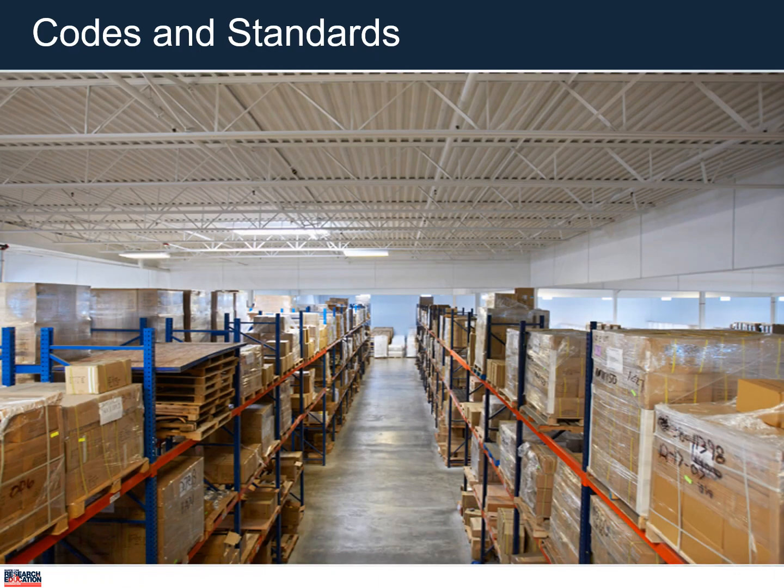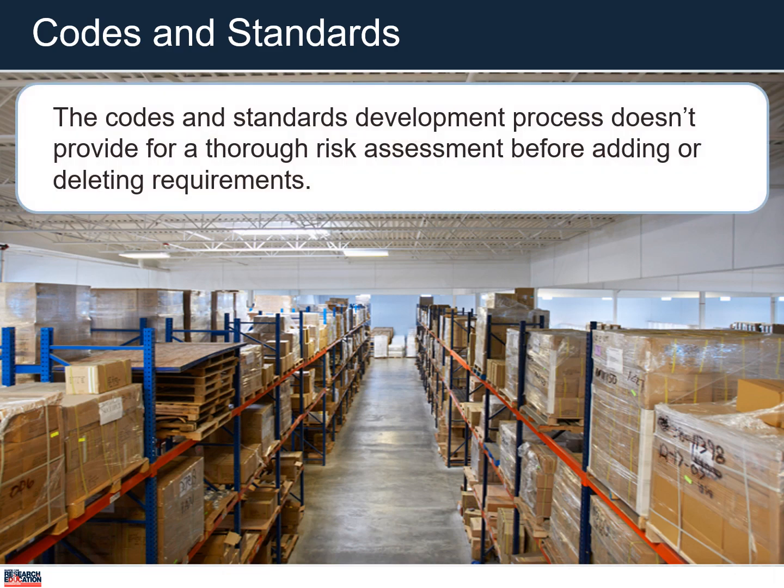Codes and standards use safety layering in their design. For instance, a warehouse with high piled combustible storage may be required to provide smoke removal or smoke and heat vents, add draft curtains, add sprinklers, and add firefighter and fire apparatus access. These are all separate and distinct layers of protection, and together they provide the level of safety envisioned by those authoring the code. The codes and standard development process, however, doesn't provide for a thorough risk assessment before adding or deleting requirements. This is especially problematic when one industry promotes the use of one layer at the expense of another to make the new regulation more cost-effective.